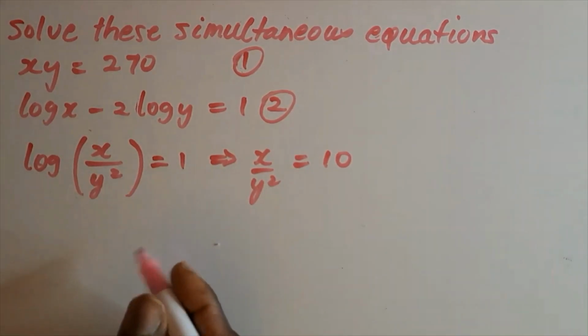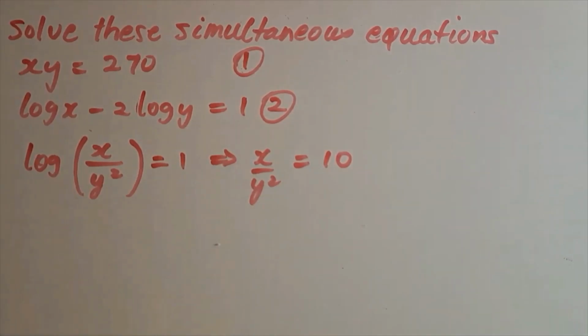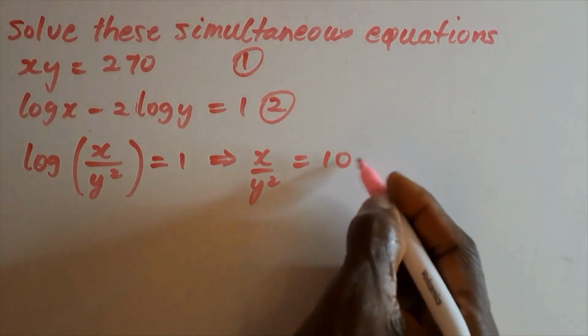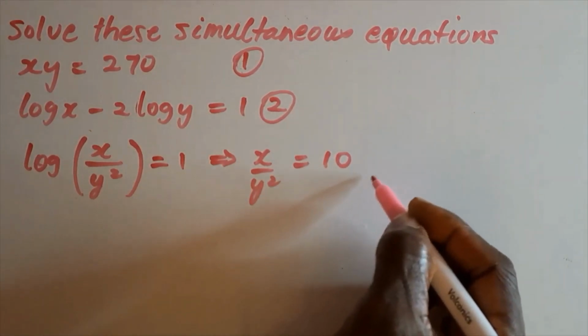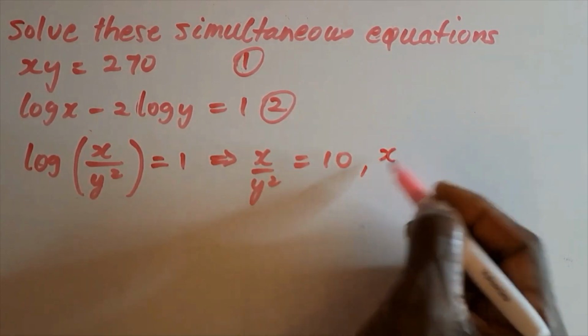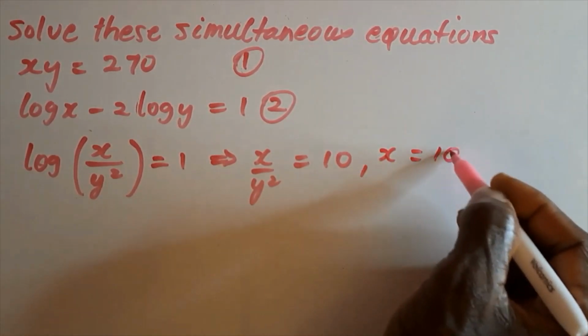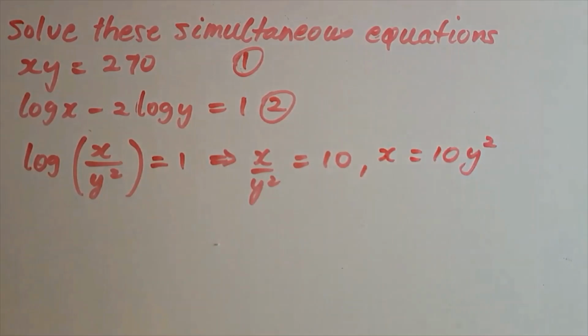Because if we take the log of 10, it's equal to 1. Or we can write this as x is equal to 10y squared. And now we can make a substitution into equation 1 because now we know x, or we could have used y, just that x is easier to use.